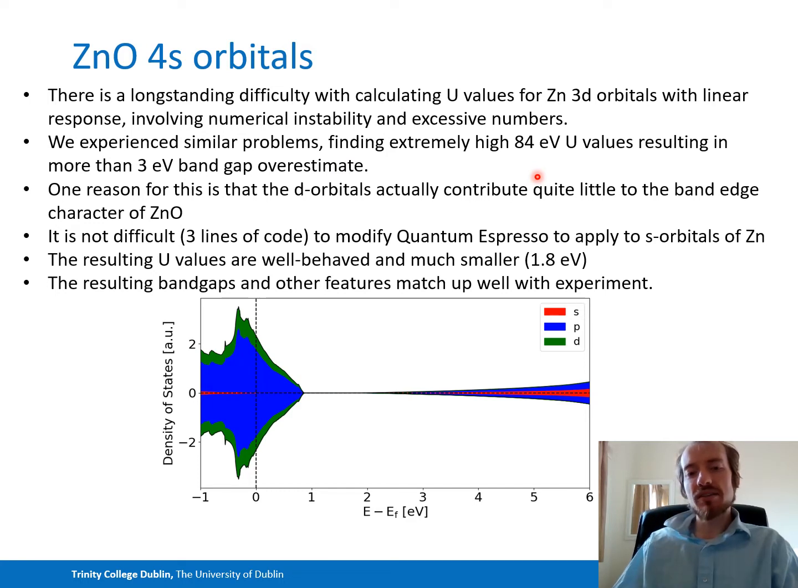So one of the reasons we identified was, if you look at the actual character near the band edges, the d orbitals don't actually make a huge difference to the band edges. So we look particularly at the conduction band, and think, hang on, what if we switch to s orbitals? If you do switch to applying U to the zinc s orbitals instead of the d orbitals, it's smoothly behaved, you get reasonable U values, and the results match up pretty well.